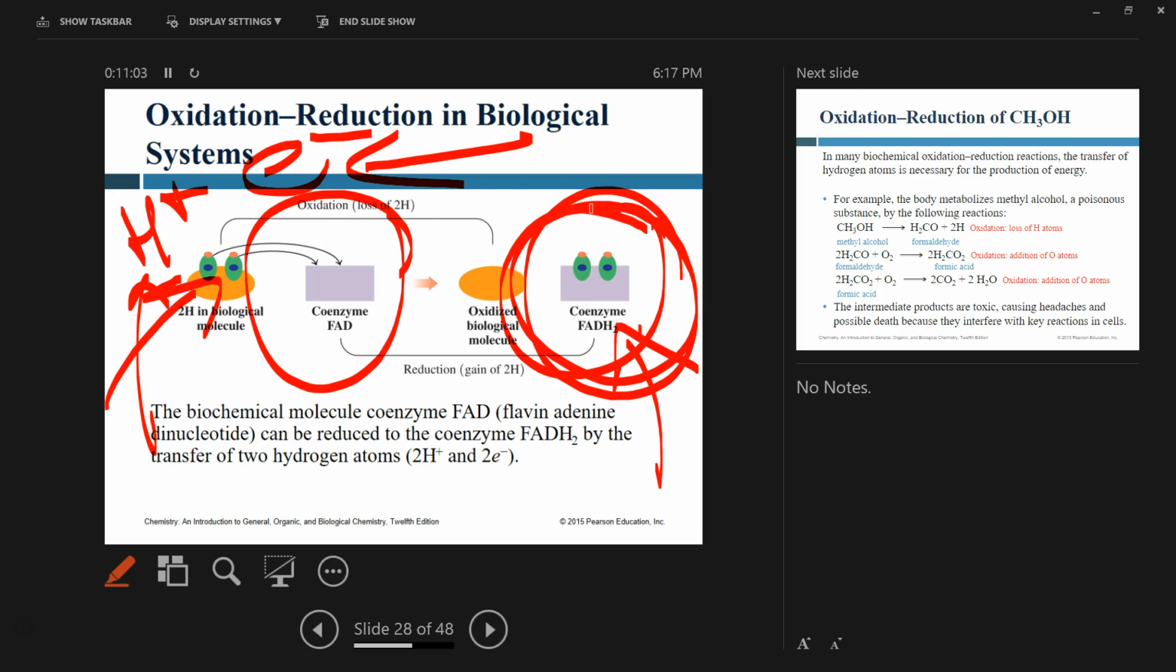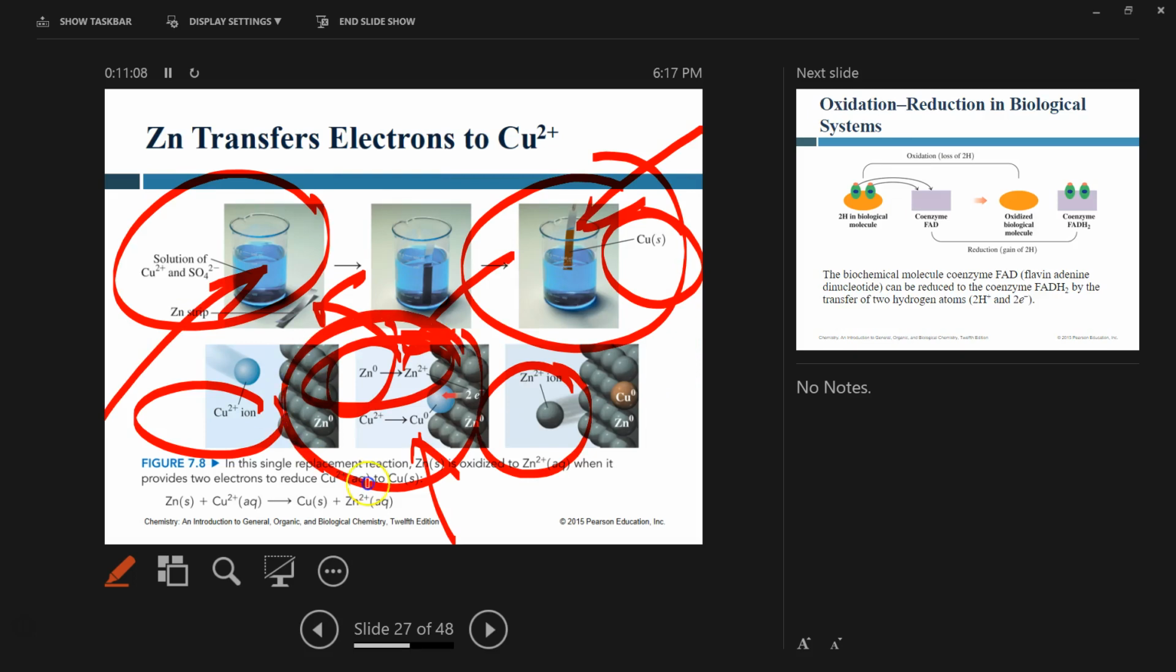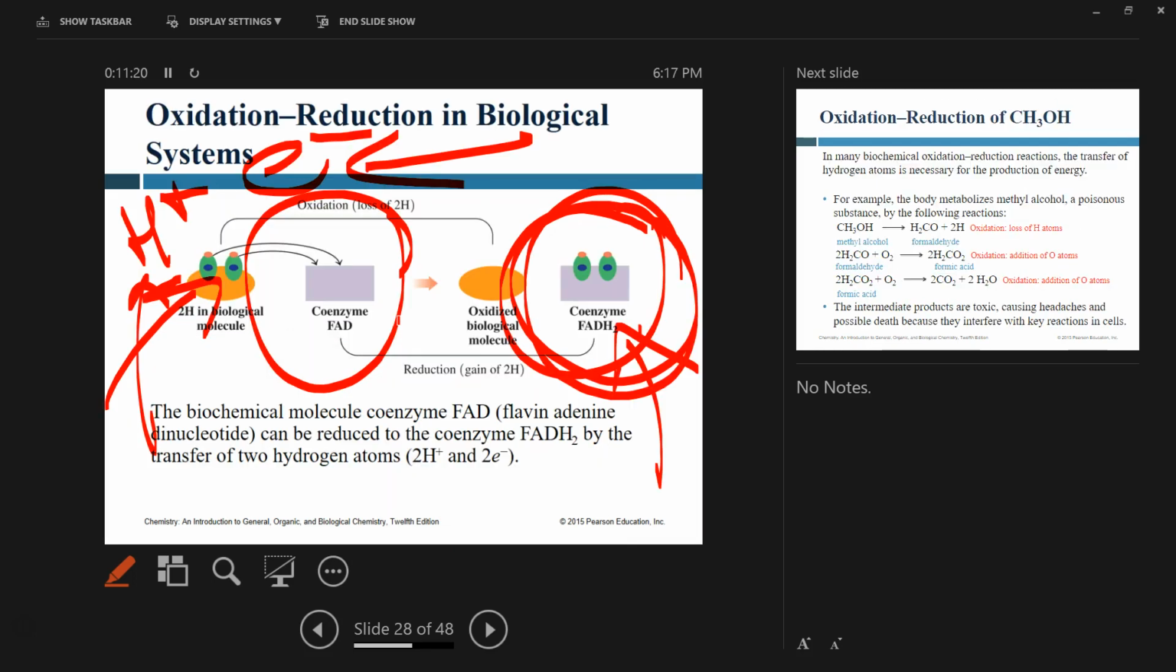Does that make sense? In simple reactions, like the one that we saw here, copper and zinc, electrons take a walk from one atom to another. They are very close, these atoms. Does that make sense? In the cell, molecules can be very distant from each other. So electrons have to take a taxi, take a Uber, you know, and that FAD-FADH2 pair is a Uber.